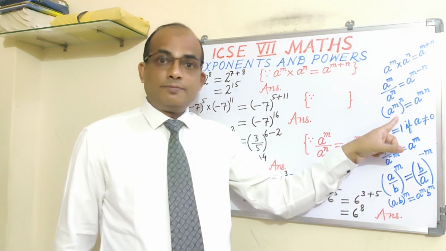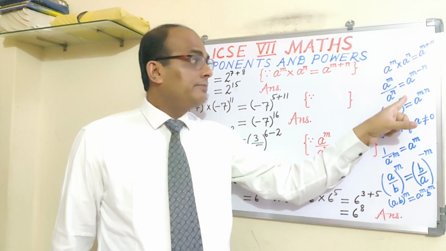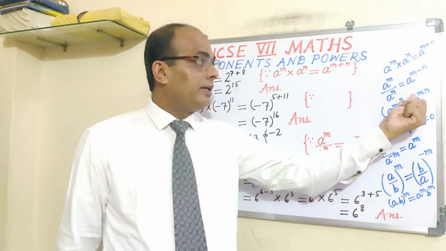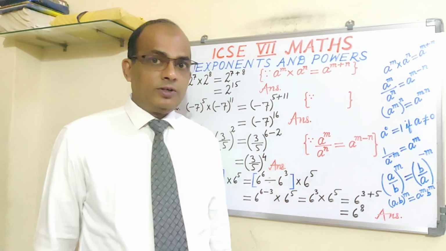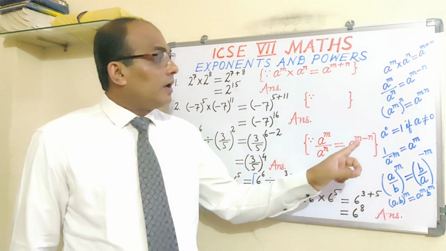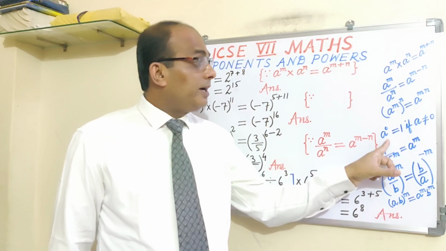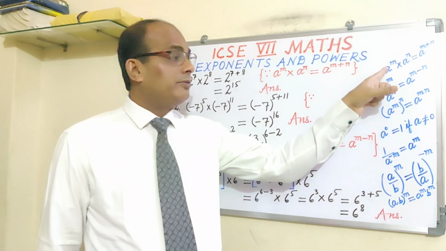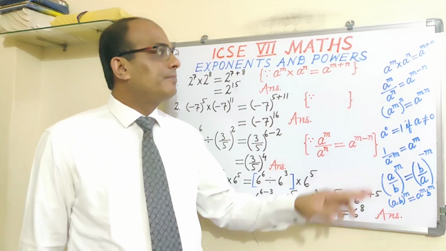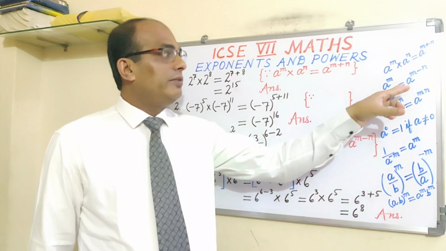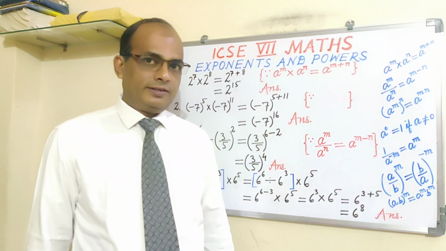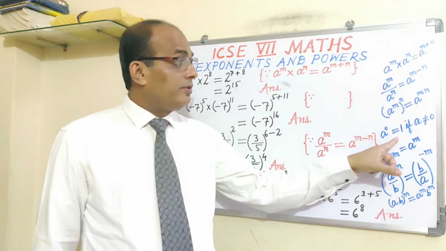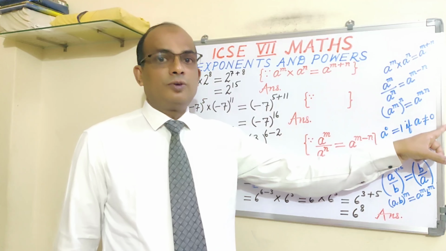a raised to the power m whole raised to the power n is equal to a raised to the power mn. We multiply m into n. mn means m into n. a raised to the power 0 is equal to 1 if a is not equal to 0. And in these cases also, a is not equal to 0. That's the condition. So, a raised to the power 0 is equal to 1 if a is not equal to 0.